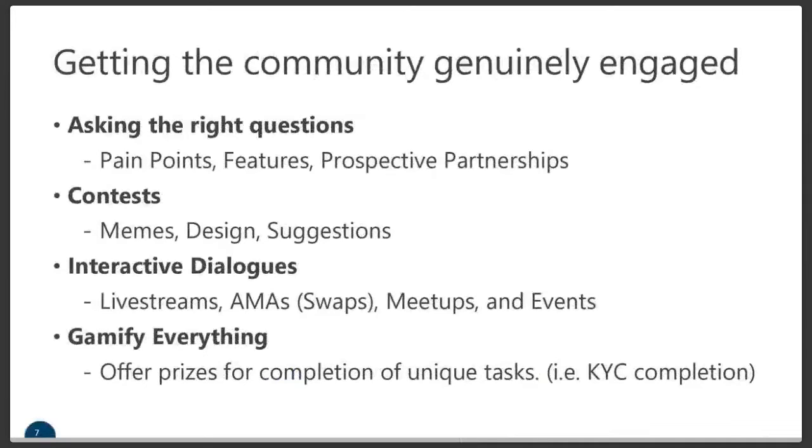So the third section here: how do we get the community genuinely engaged? Digging a little bit deeper into that. First of all, as a continuation of the previous slide, it's asking the right questions, how you ask them, and then what are the questions that you actually need to be asking. It could be around pain points, it could be around desired features, it could be around, and this is another interesting one that Lawrence brought up from his experiences, what prospective partnerships would you be interested in seeing? This is another really interesting way to get a sense of what other projects people in your community are excited about, what direction they think your brand could actually go. You'll find some really interesting nuggets with that. We've done a bit of that ourselves.